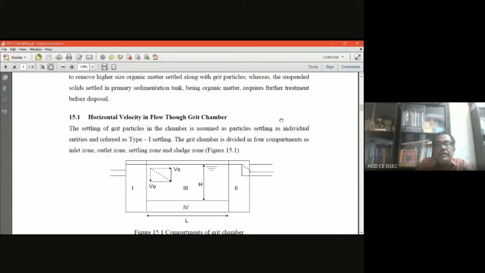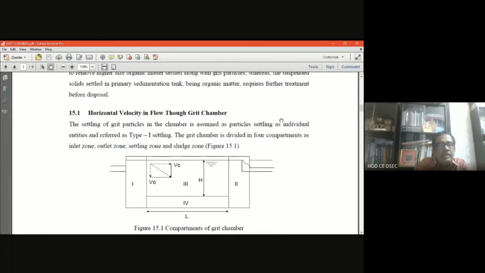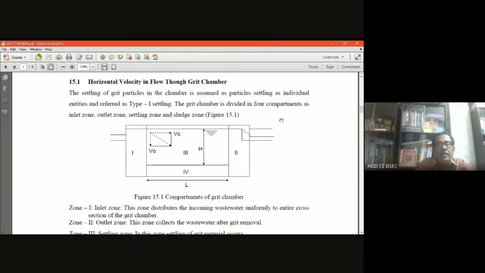and the grit chamber is divided into four compartments according to the functioning activities in the grit chamber. The four compartments are: one is the inlet zone, second is the outlet zone, third is the settling zone, and fourth is the sludge zone. You see the sectional elevation of the compartments of the grit chamber I have shown you. If you see the elevation of the tank, the first zone, zone 1, denotes the inlet zone.